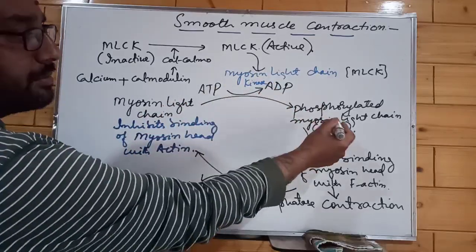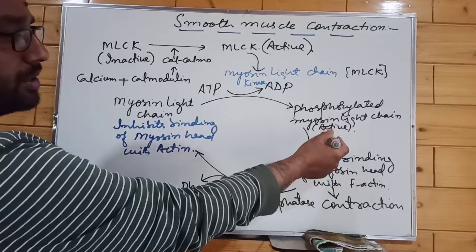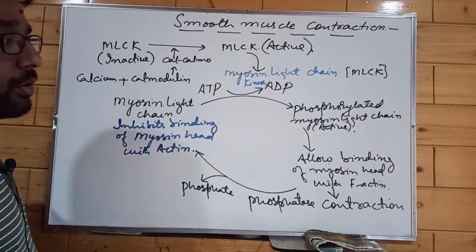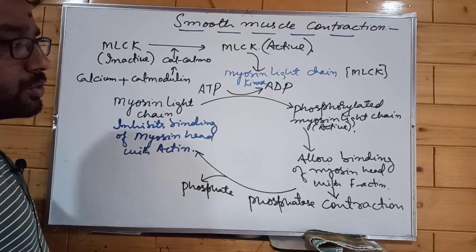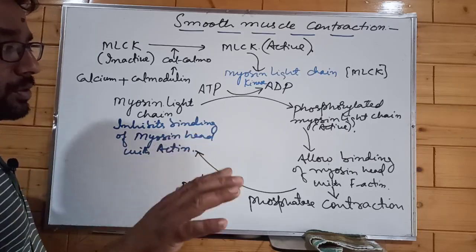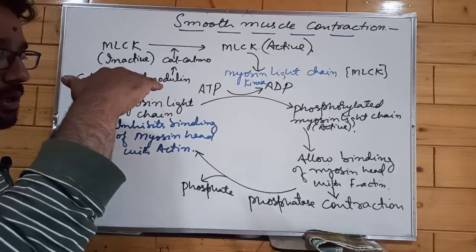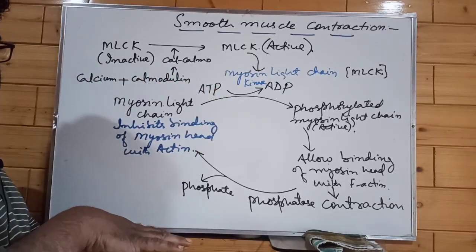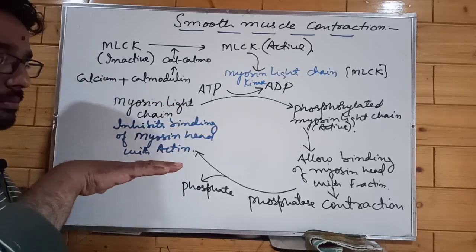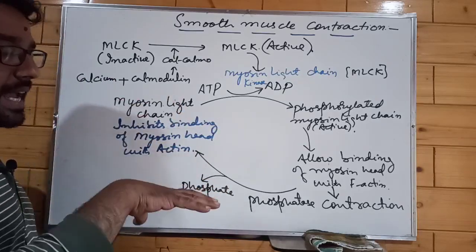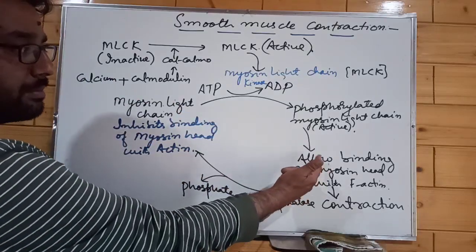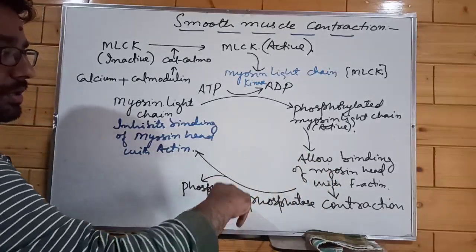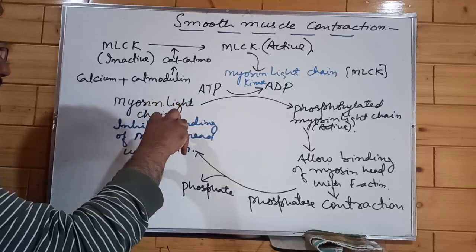Then the phosphorylated myosin light chain allows binding of the myosin head with the actin. Once the binding occurs, that binding will lead to the contraction, which is basically the sliding of the secondary myofilaments on the primary myofilaments. That is, the actin will slide on the myosin. But this sliding requires the binding between the myosin head and the actin. Once the contraction is over, the muscle gets back to its original state.